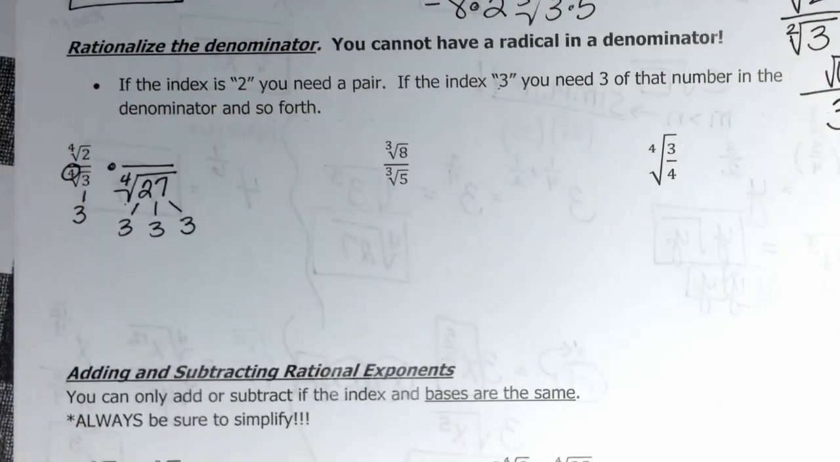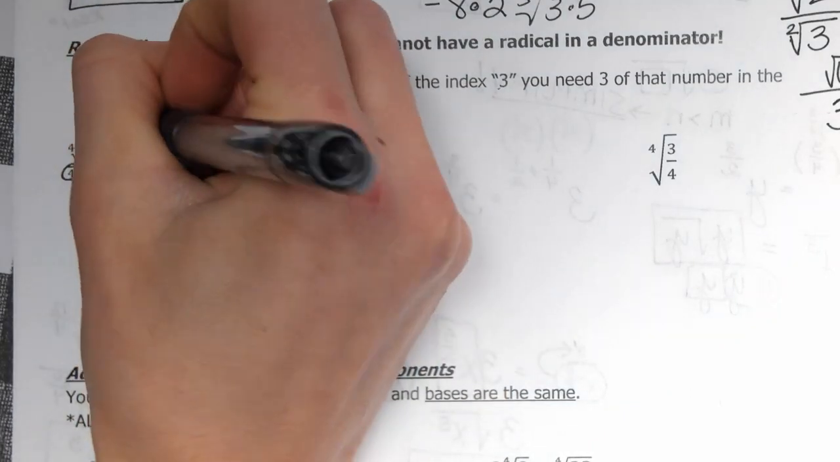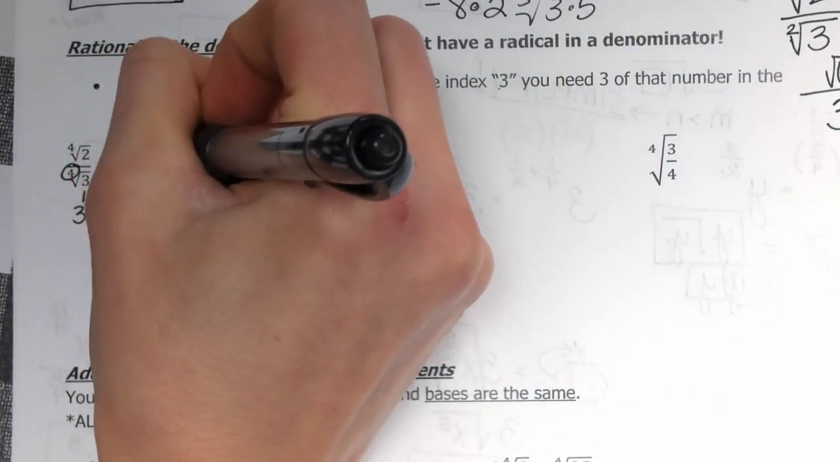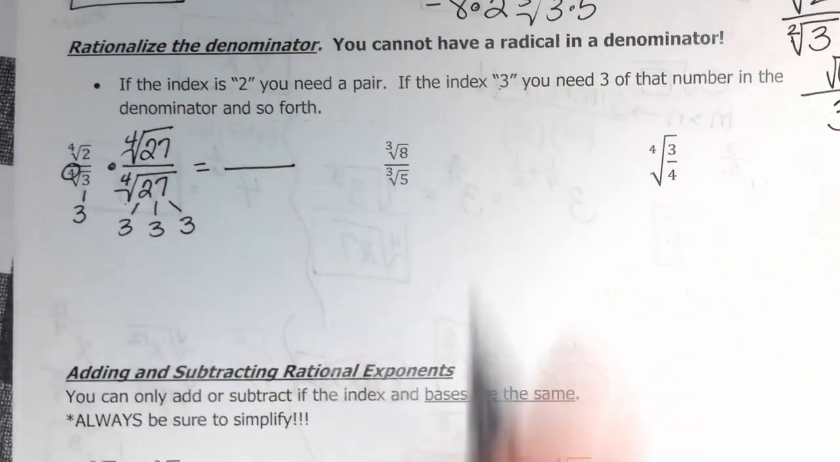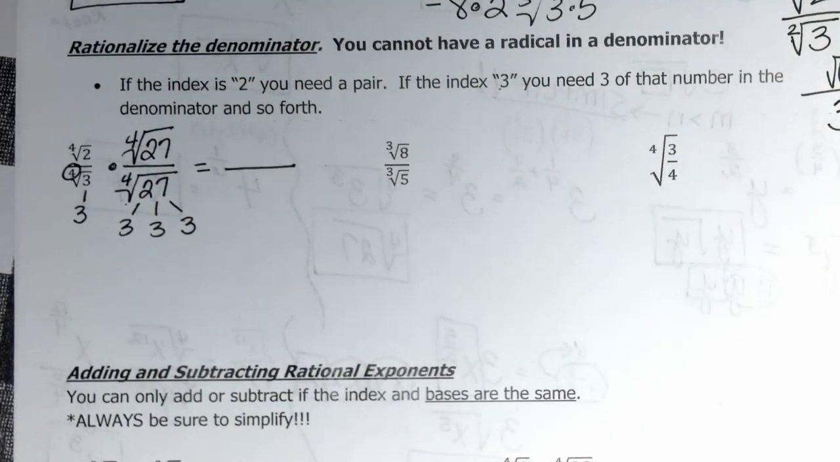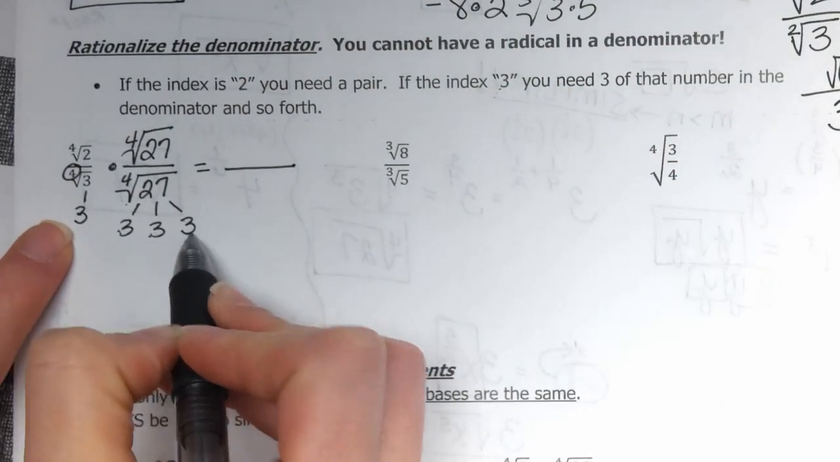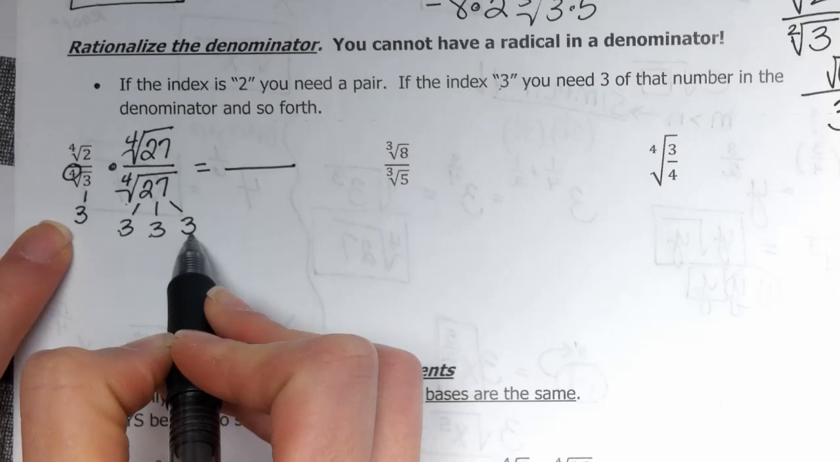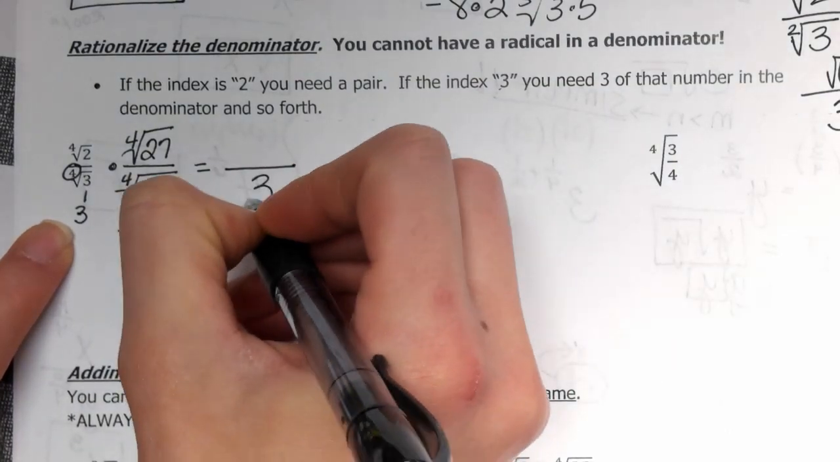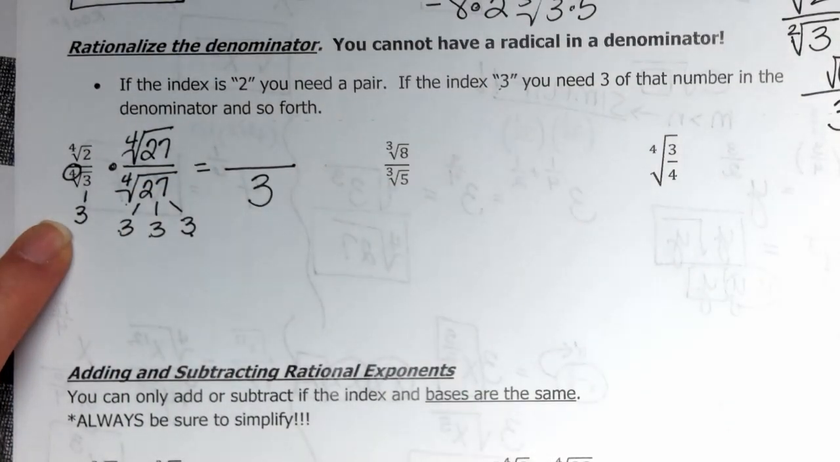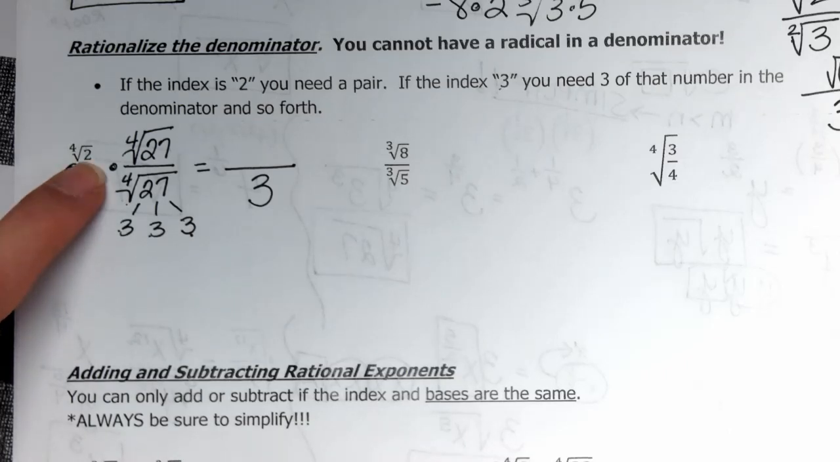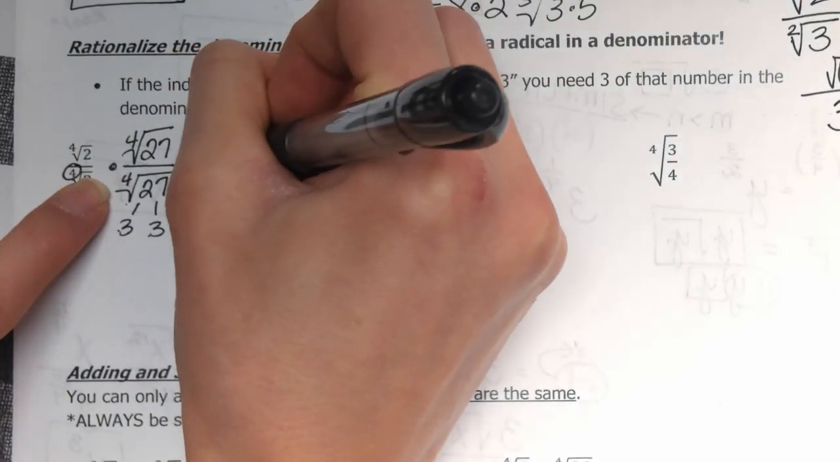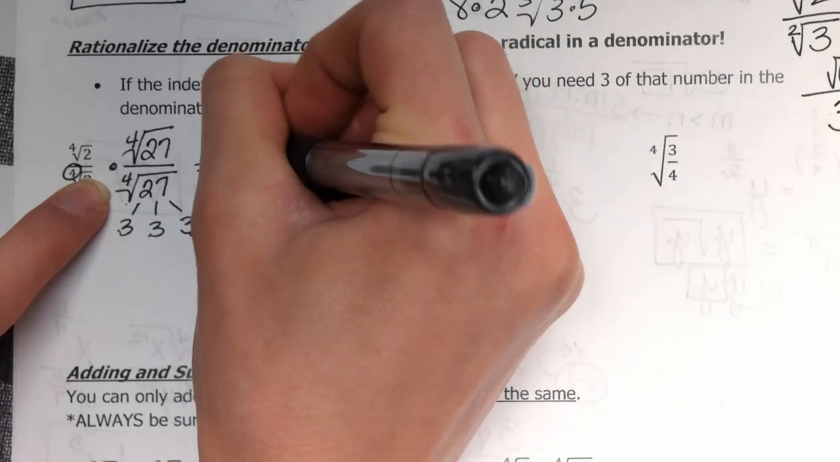So I'm not going to rationalize just by itself. I have to consider how many more 3's do I need. I needed 3. So you multiply it all together. So I'm rationalizing by the 4th root of 27. That allows me to have 4 3's, right? So my 3 is what is now the denominator. My numerator is the 4th root of 2 times 27, which is 54.